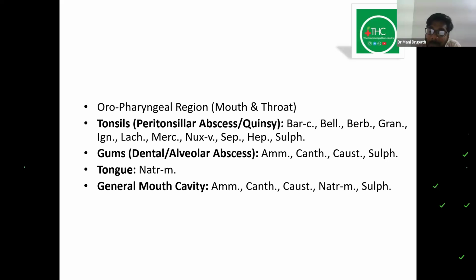Gums, dental abscess: Ammonium mur, Cantharis, Causticum, Sulphur. Tongue is Natrum mur. Why Natrum mur? See, in almost all mouth ulcers, mouth problems, burning, any boils in the mouth, any boils on the tongue, Natrum mur is the best remedy.